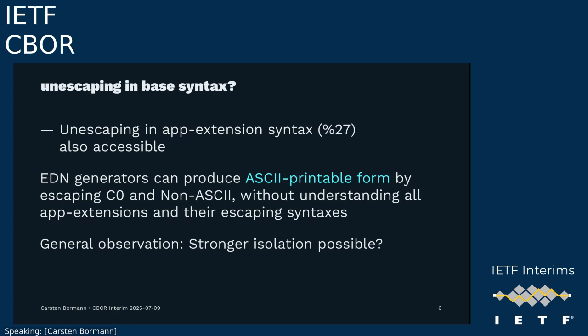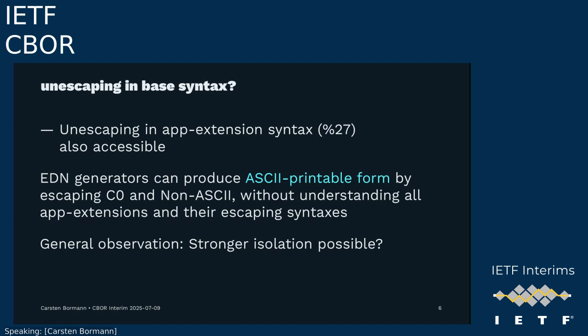The approach that is currently in the document is that we do one level of unescaping in the base syntax. And if the application extension syntax has something like %27, it can have that too. So this is layered on top of each other. And that's why we talk about layer 1 and layer 2 in the discussion, also in the implementation discussion.